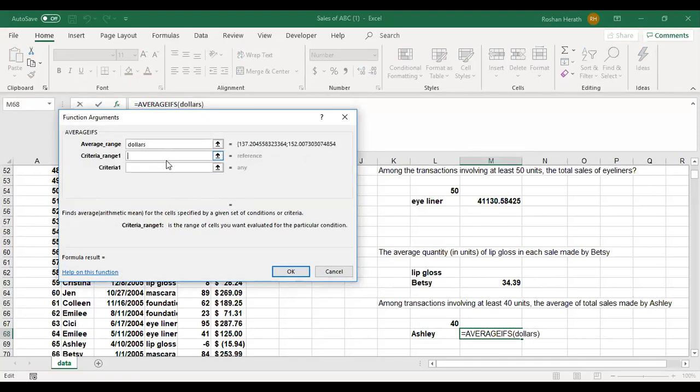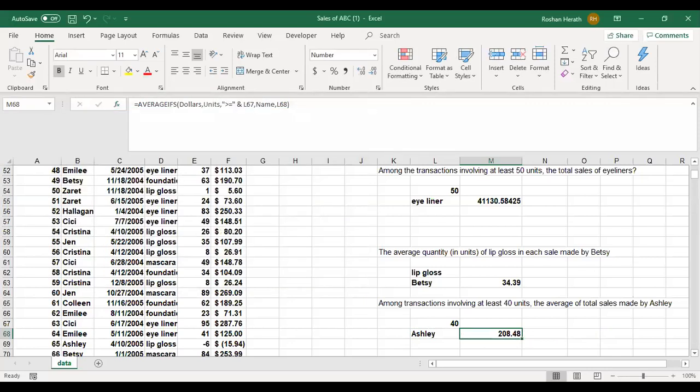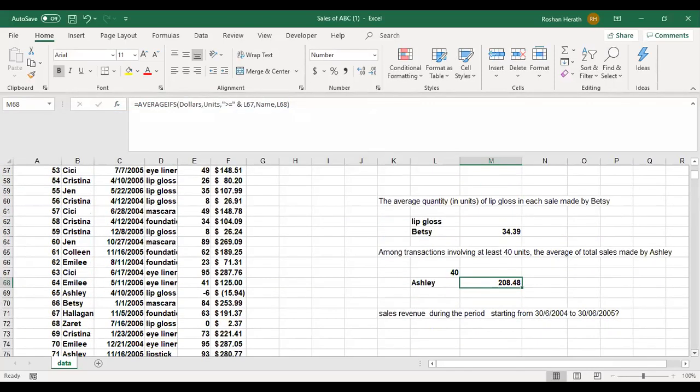Then the criteria range 1, the units has to be at least 40. So therefore it should be, again, greater than or equal, close the brackets, keep some space, take the ampersand, take some space, and make it 40. Then take the criteria range 2, that is about the name. The name is going to be Ashley. So we may take that, say, okay. Right. So that must be the case for that.